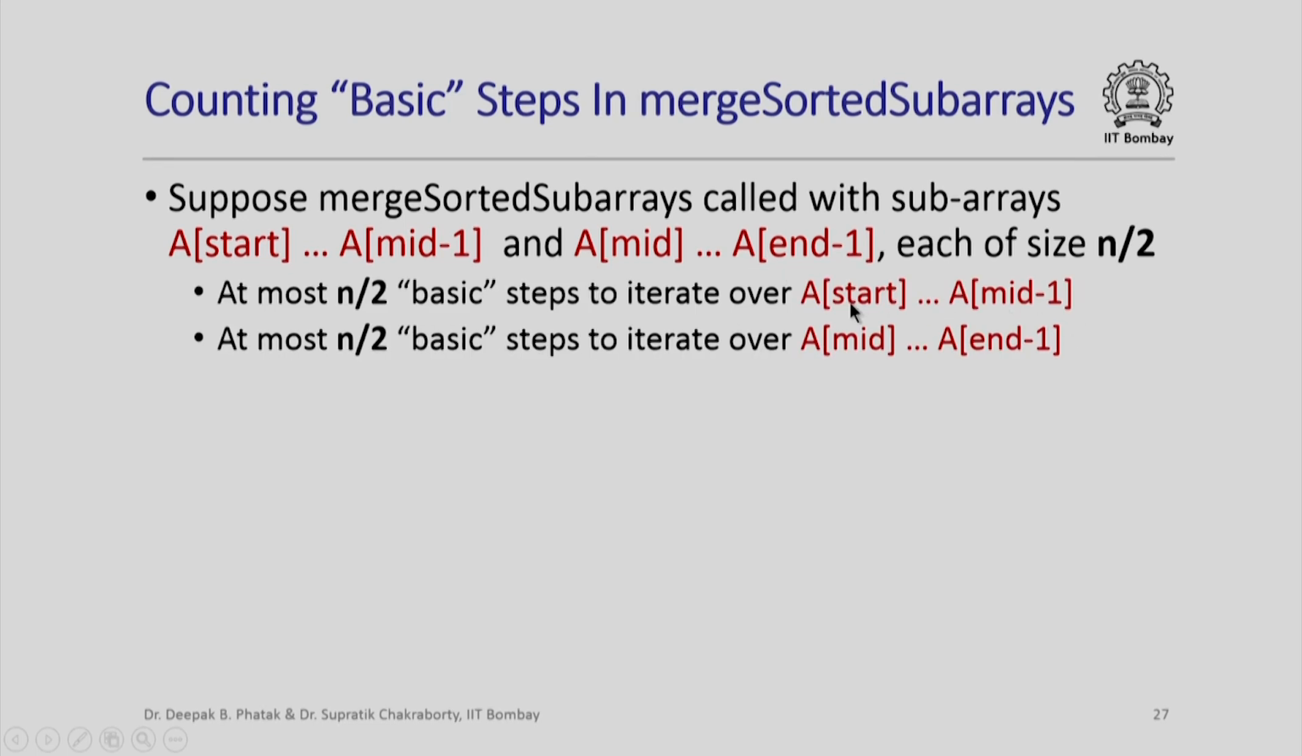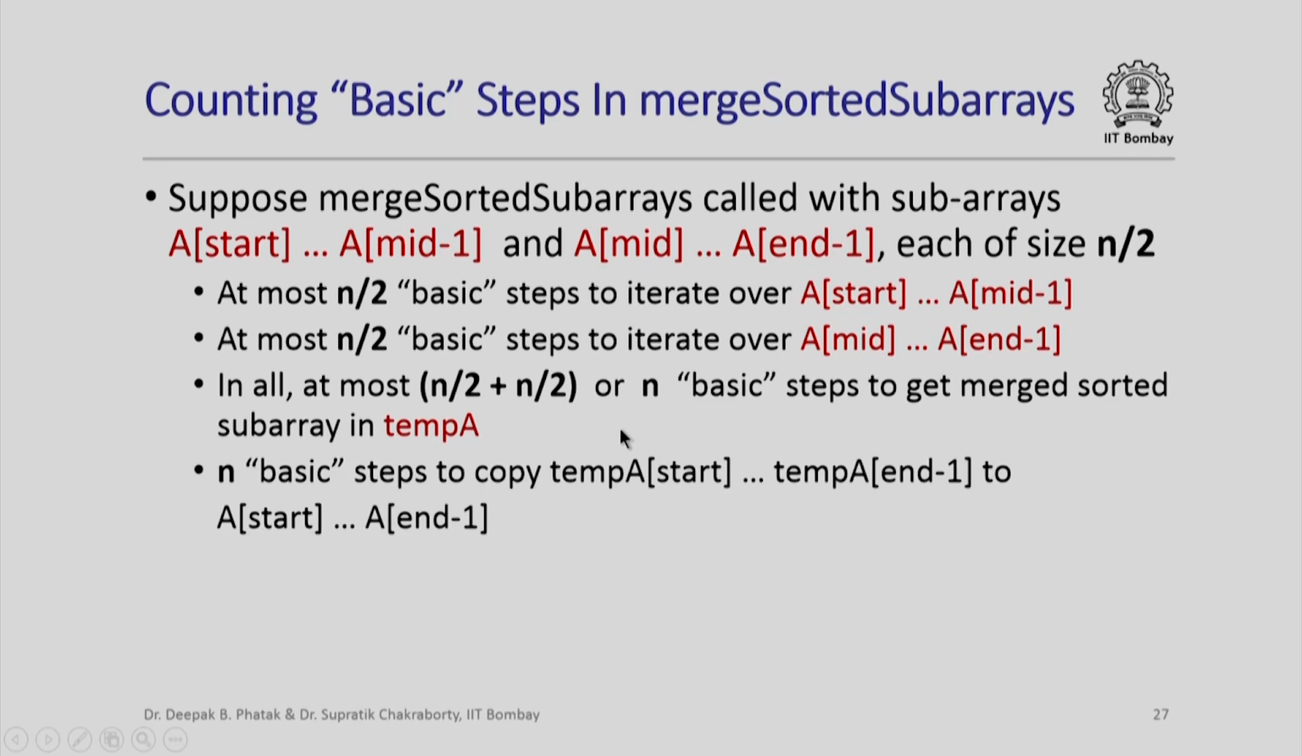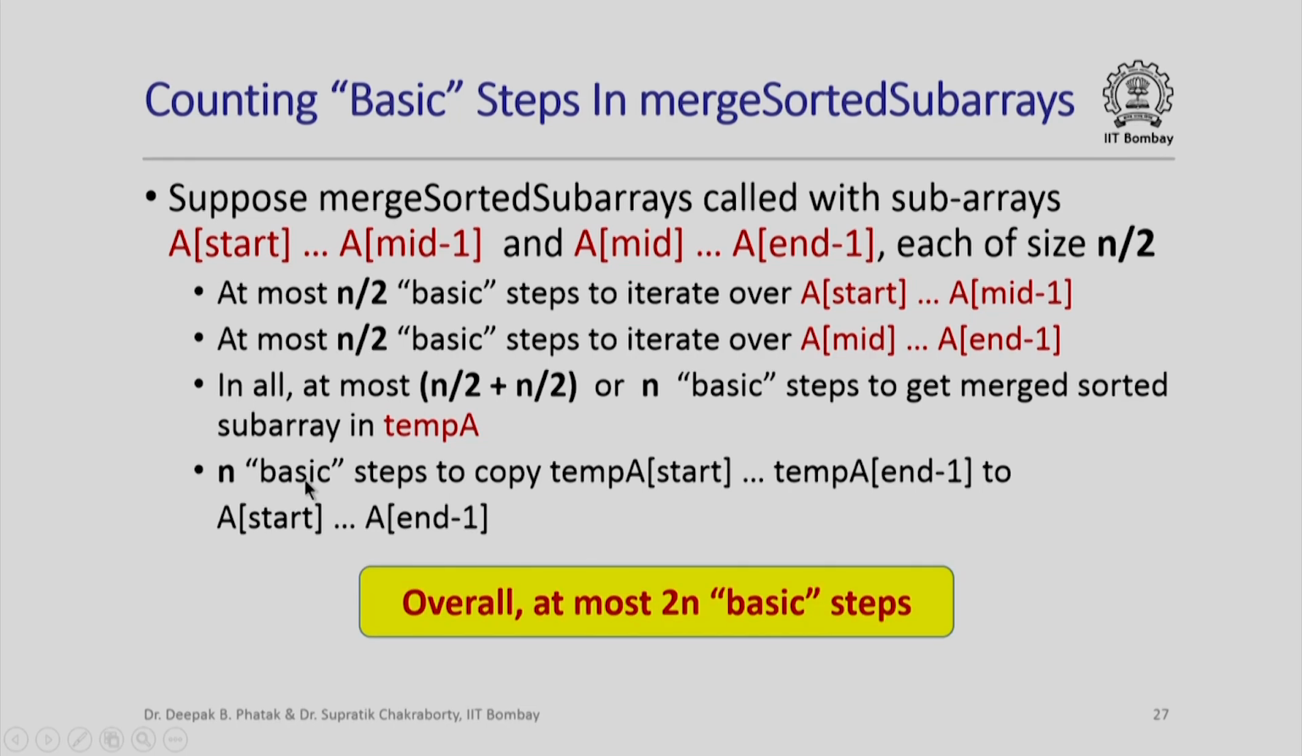Well, since I am iterating over each of these sorted subarrays in a single pass, at most n by 2 basic steps would be required to iterate over each one of them. This basically means that at most n by 2 plus n by 2, or n, basic steps are required to get the merged sorted subarray in temp A. And finally, of course, I have to copy temp A back to A, so n basic steps are required over there. So overall, at most 2n basic steps are required if I feed two sorted subarrays, each of size n by 2, to merge sorted subarrays.